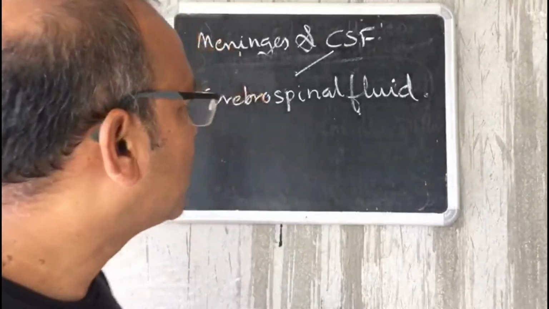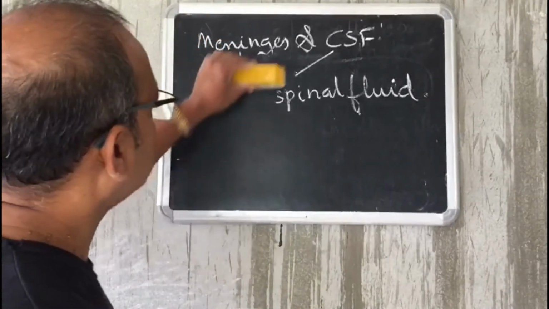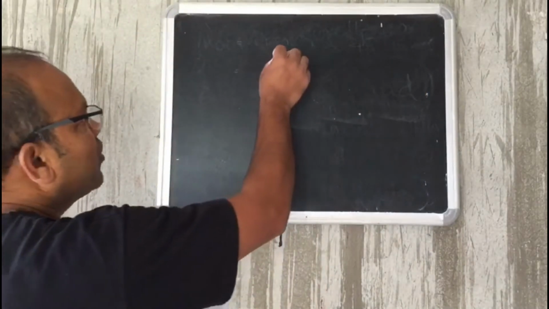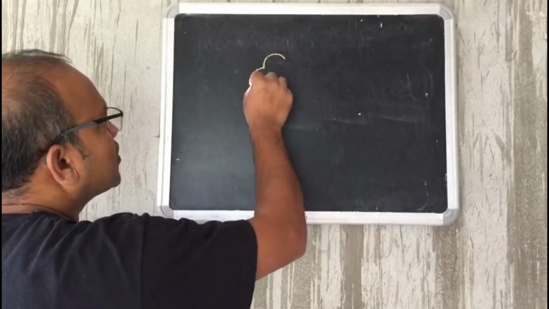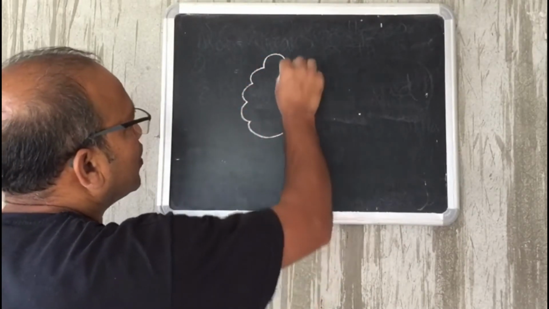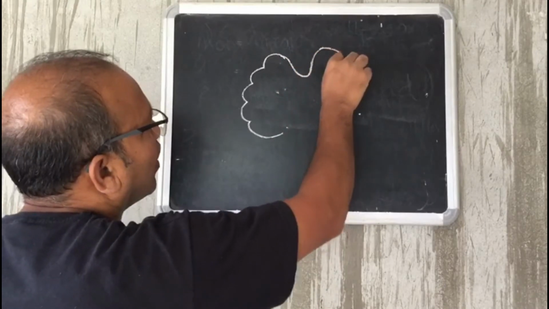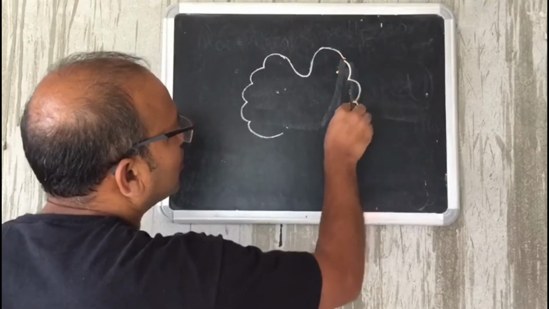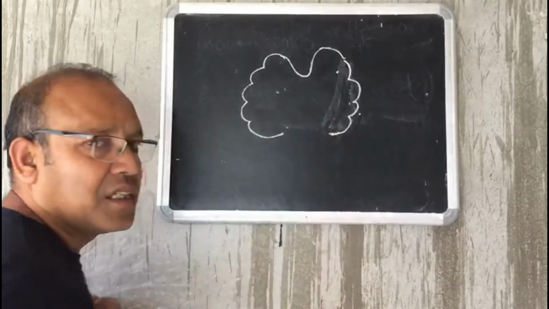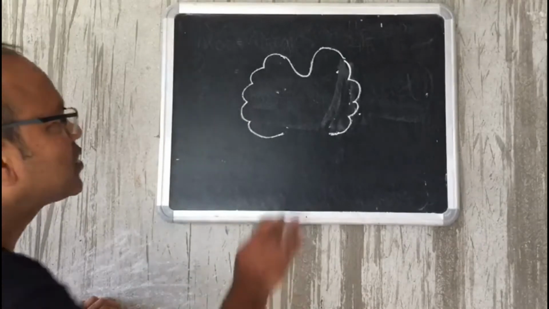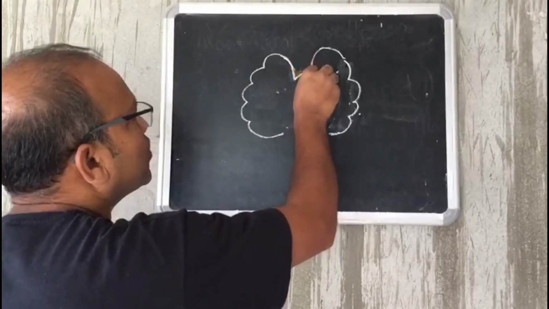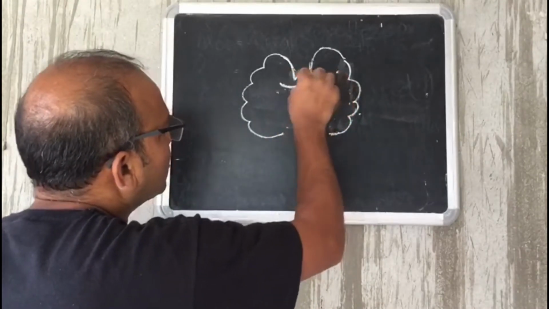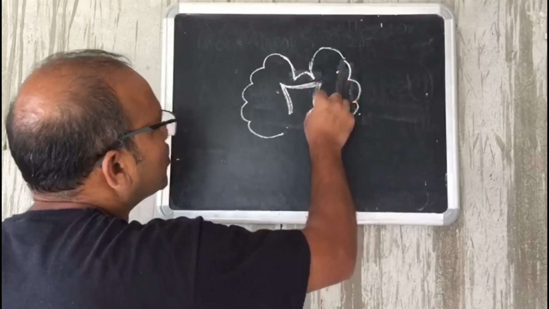To understand that, let's draw a diagram. A small diagram. Now, if you open up the cerebrum like this, the 2 cerebral hemispheres, if you open up, it looks like this. These 2 cerebral hemispheres are joined together by the corpus callosum.